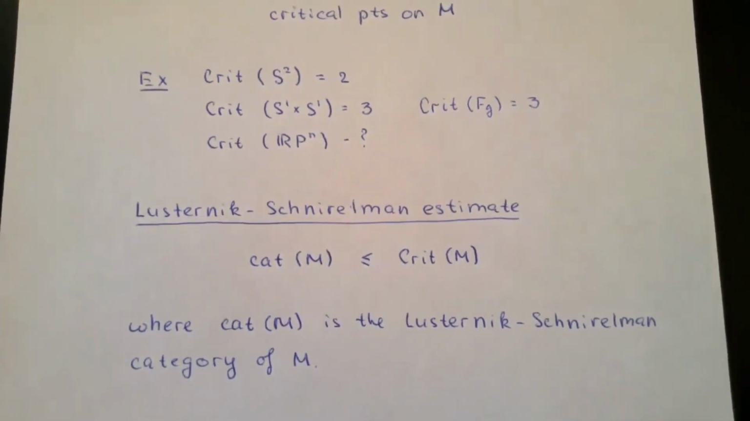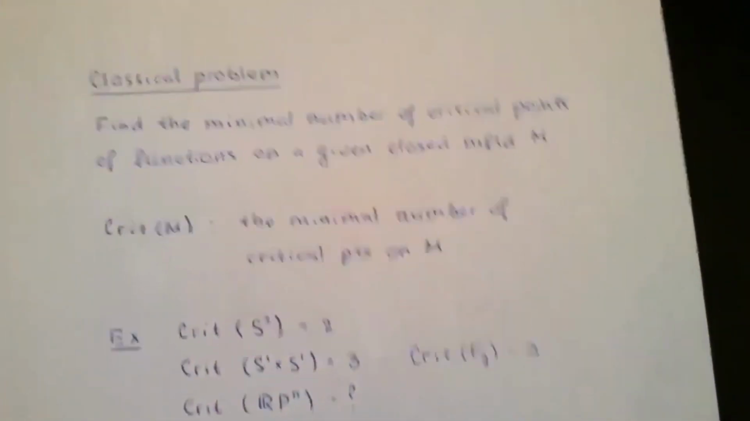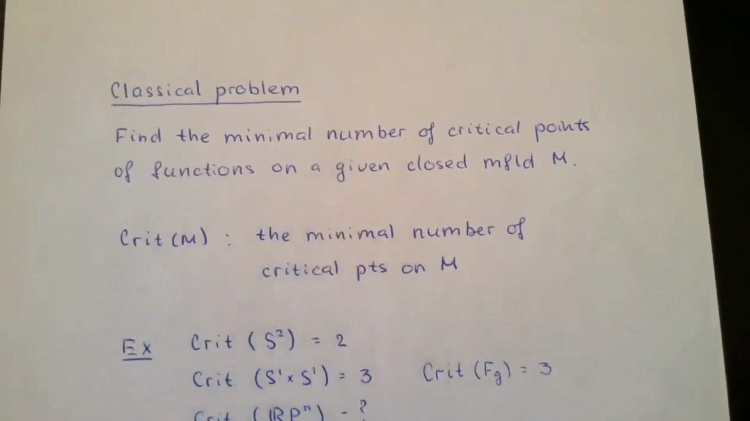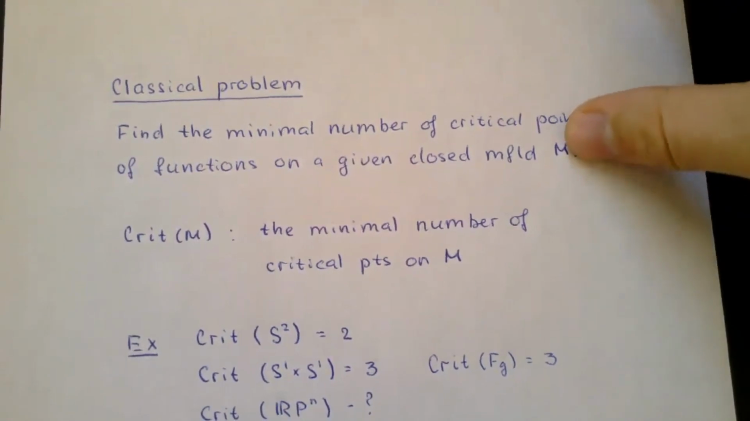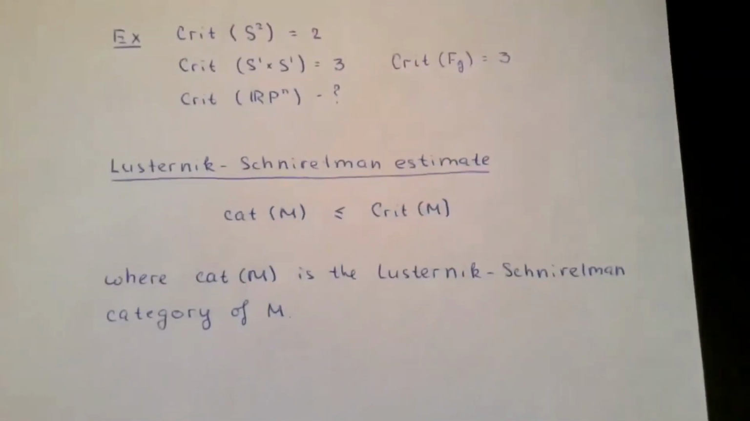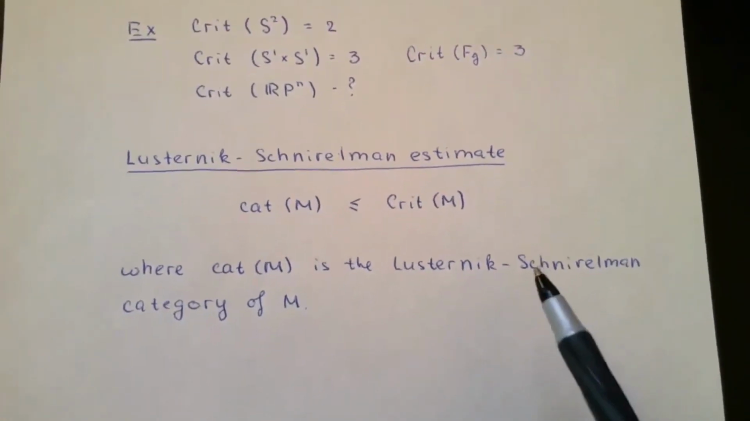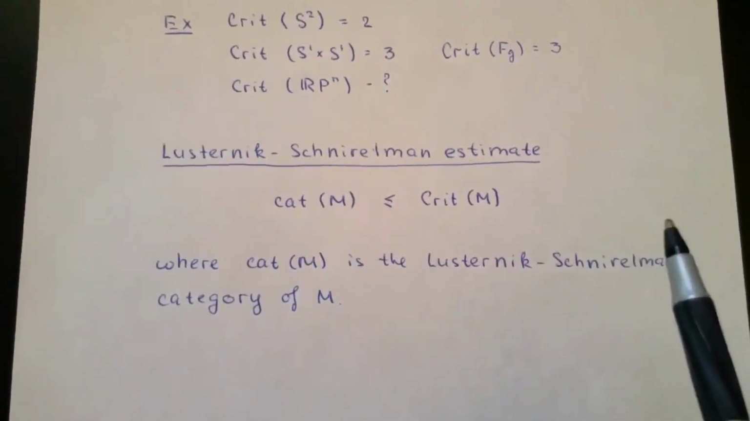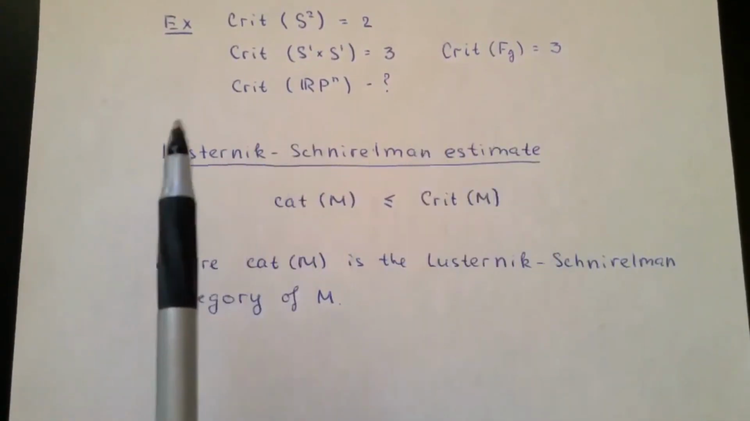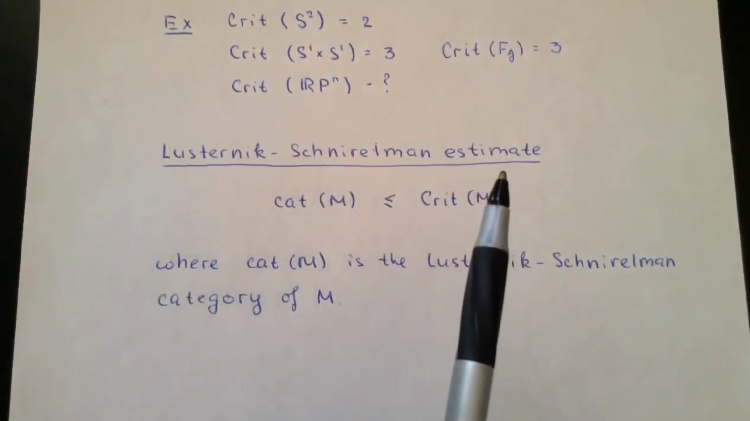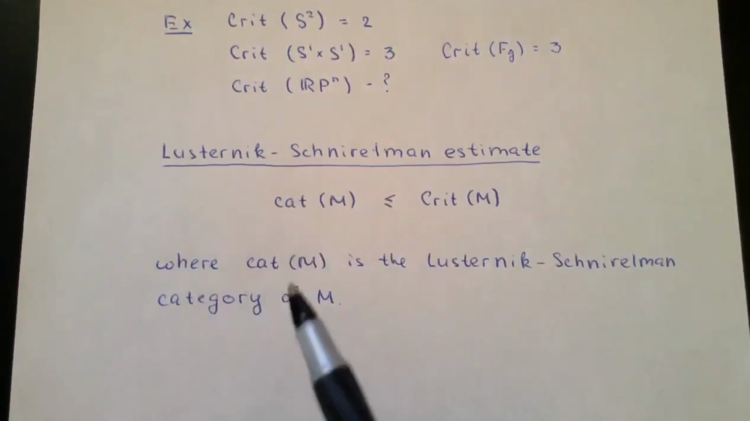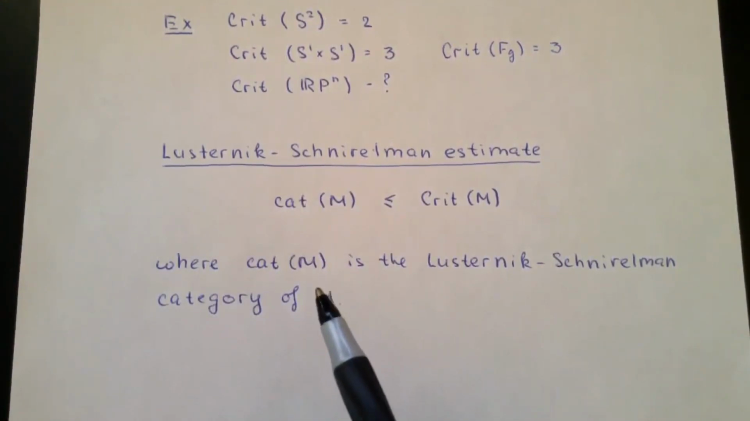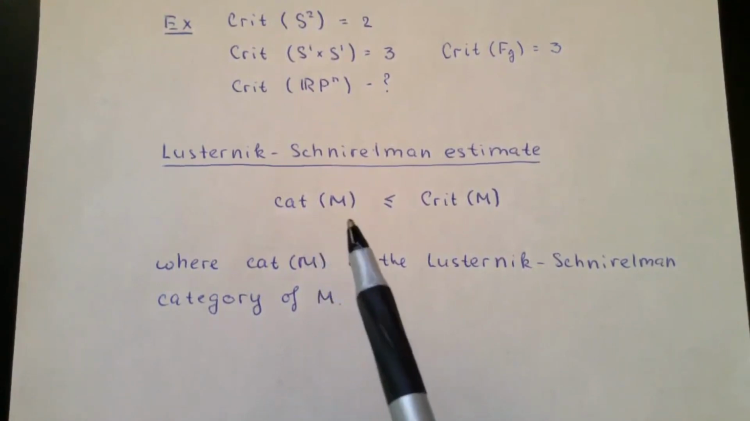As I said, this problem is classical. It is the problem of finding the minimal number of critical points of functions on a given closed manifold. This is a very old problem, and one of the tools that is used to solve this problem is called the Lusternik-Schnirelmann category. Lusternik and Schnirelmann worked on related problems like 90 years ago in the 1930s.